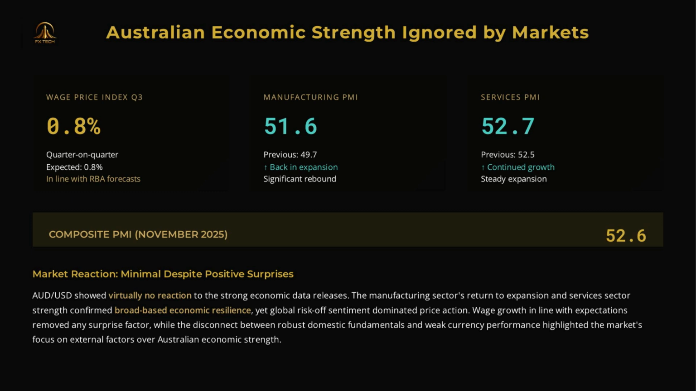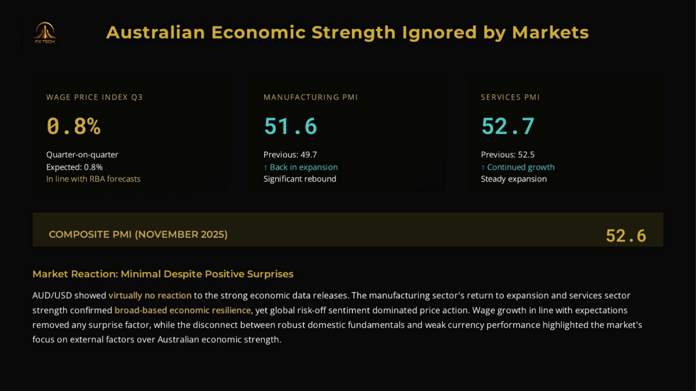Australia delivered a trio of positive economic releases that would typically support the currency, yet AUD/USD barely reacted. The wage price index came in at 0.8% quarter-on-quarter, perfectly in line with Reserve Bank forecasts, confirming wage pressures remain elevated but manageable.